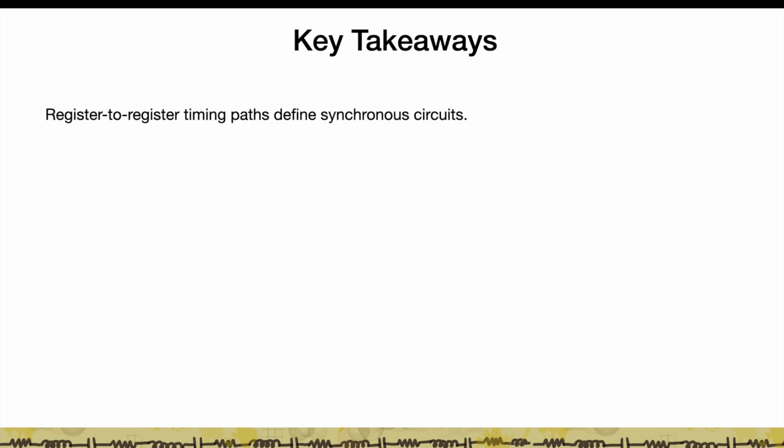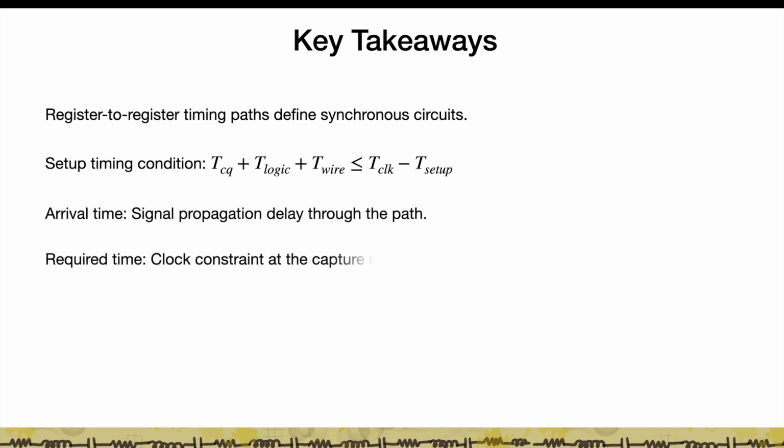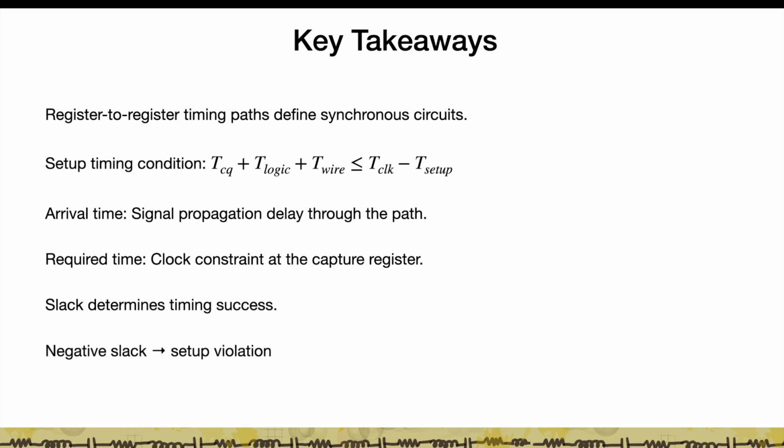So let's lock in what we've covered. Every synchronous path follows the same structure: a launch flop, combinational logic, and a capture flip flop. Setup timing analysis checks that the data gets through before the capture clock edge. The governing equation is T_CQ plus T_logic plus T_wire should be less than T_clock minus T_setup. The left side is what the path costs. The right side is the budget the clock gives you. Slack is the difference between required time and arrival time. Positive slack, path passes. Negative slack, setup violation.